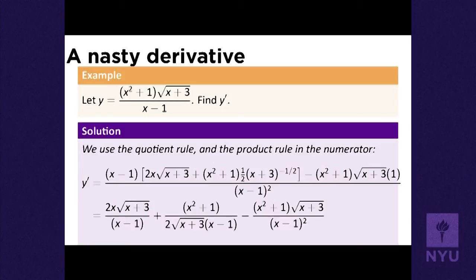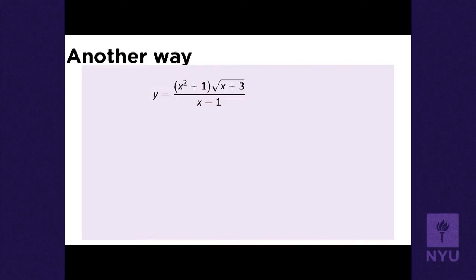Now, here's another way that we can do the same derivative. We have this expression here, y is this product of x squared plus 1 and the square root of x plus 3 divided by x minus 1. If I were to take its natural logarithm, then I can use properties of natural logarithms to write this in a different way. The natural log of this numerator is the sum of the natural logs of each of its factors. Then I would subtract the natural log of the denominator. And that's because the log of a quotient is the difference of the logs of the numerator and the denominator.